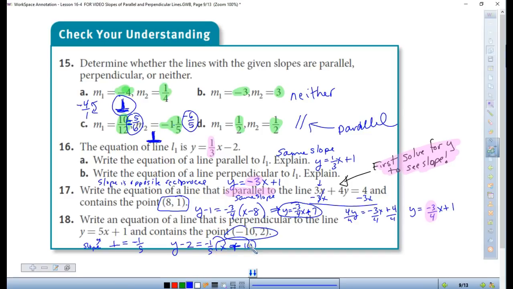Distributing. So y minus 2 equals negative 1x over 5 minus 10 over 5, so that would be negative 2. Then we add 2 to both sides, so we get y equals negative 1/5 x, plus nothing, plus 0. It's canceled out also.